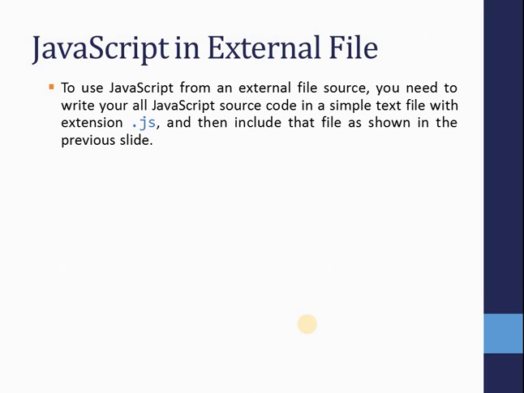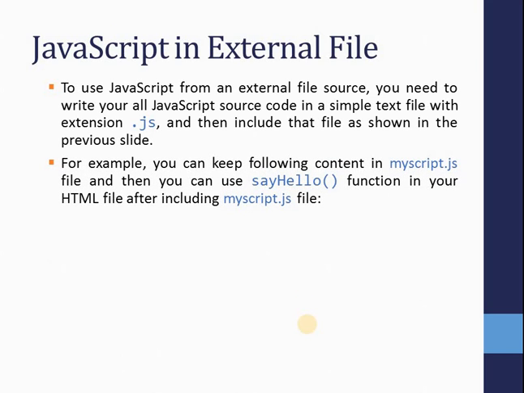To use JavaScript from an external file, you need to write all your JavaScript source code in a simple text file with the extension .js for JavaScript. This is a very important point. If you want to use an external file, then that file should have the extension .js. Then include that file as shown in the previous slide. Now, this is just an example. Let me show you.